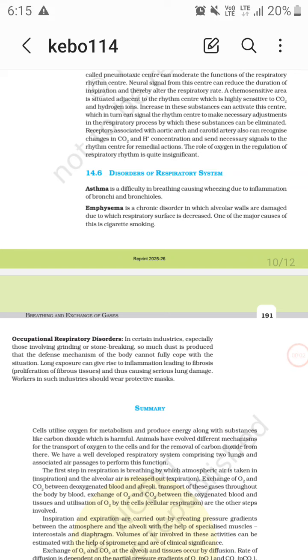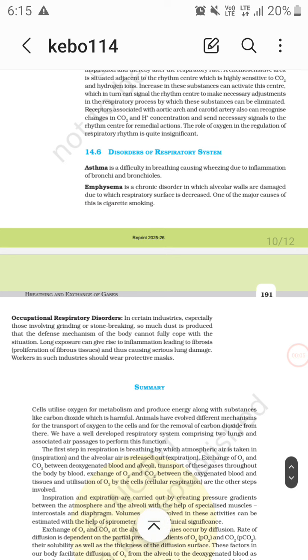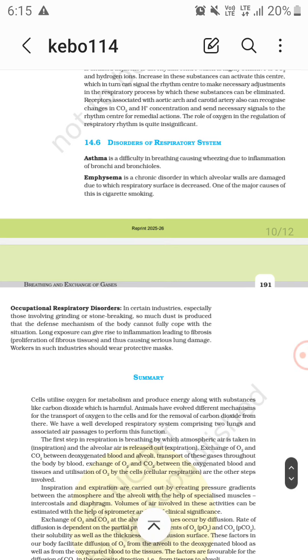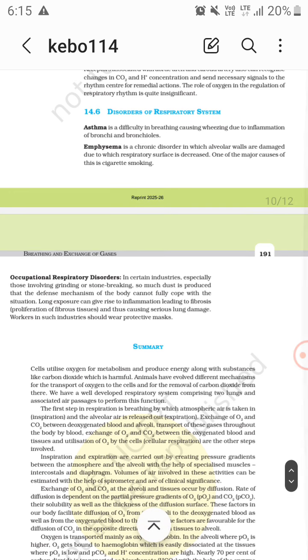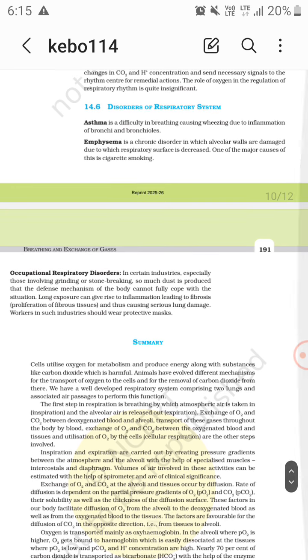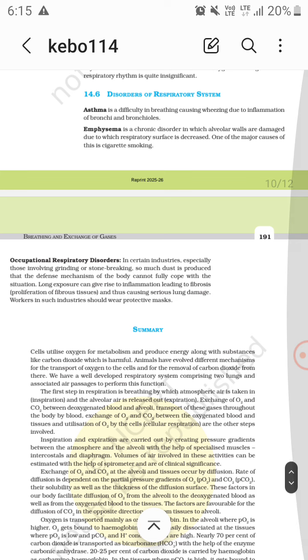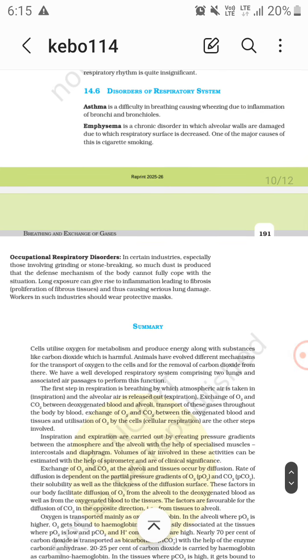Disorders of the respiratory system: asthma, emphysema, and occupational respiratory disorders. Asthma is difficulty in breathing, causing wheezing due to inflammation of the bronchi and bronchioles. In emphysema, the alveolar walls are damaged, decreasing the respiratory surface. The cause is cigarette smoking.